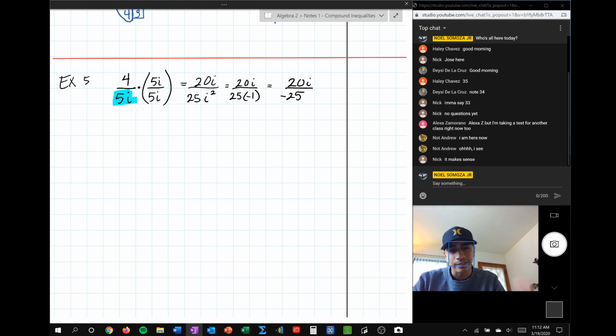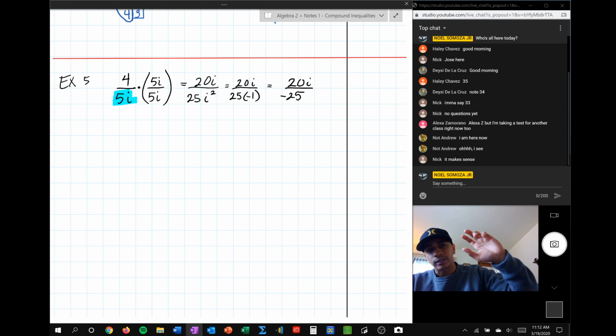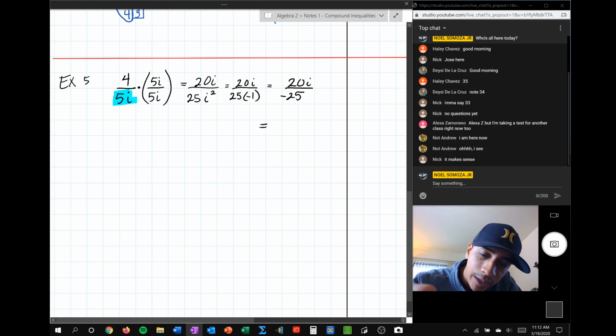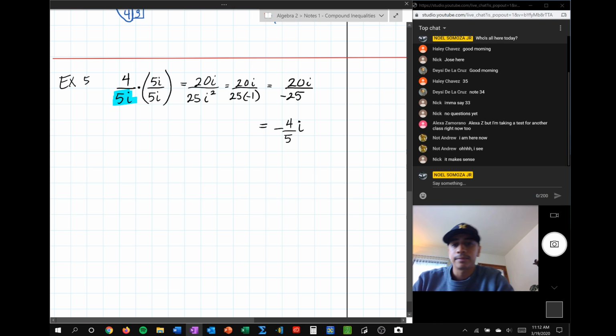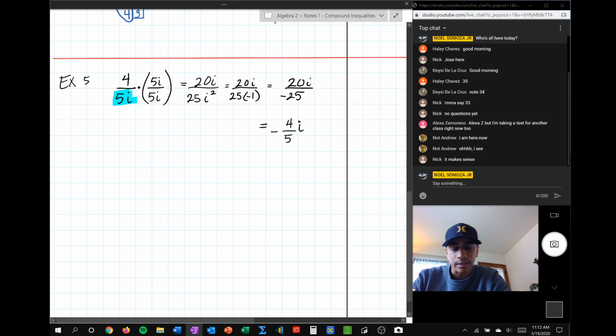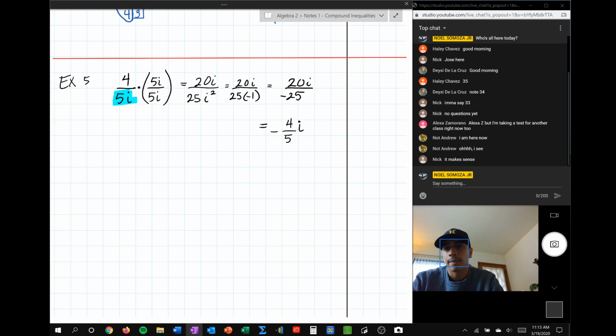But it's still that same process of rationalizing, okay? So we're doing so to get the i back into the numerator. Now 20 over 25, you can simplify that, right? You divide top and bottom by 5, so you're going to end up here with negative 4 over 5i. Actually, the negative splits it right in the middle. So negative 4 over 5i. And that's an okay number to have, all right? So that's what you do in that scenario.